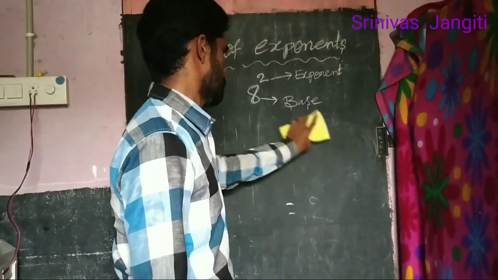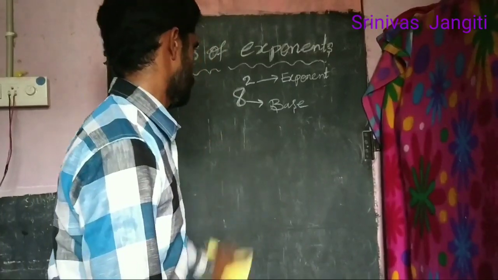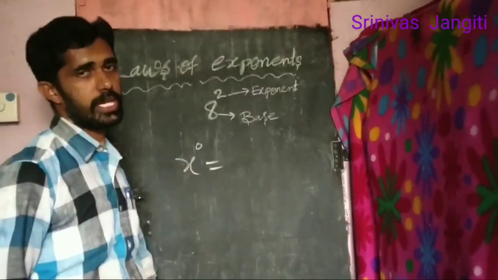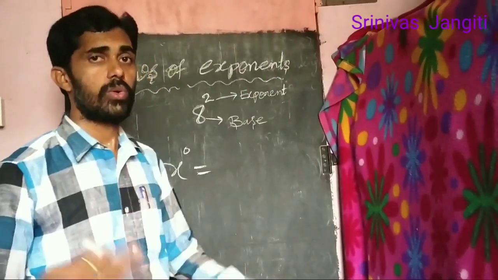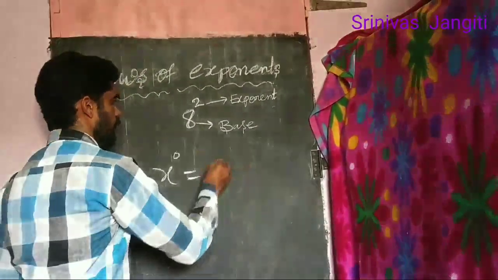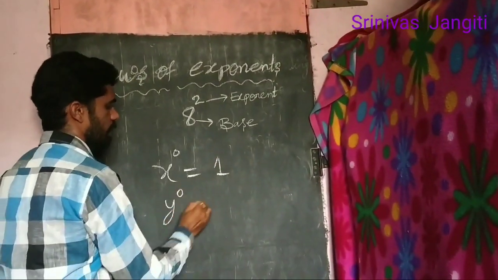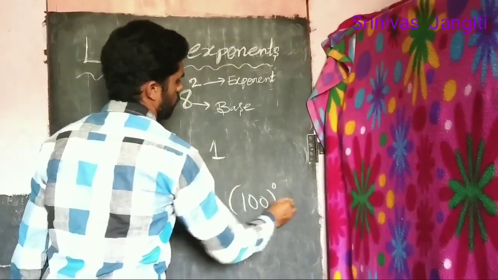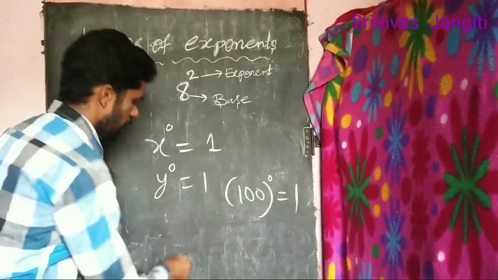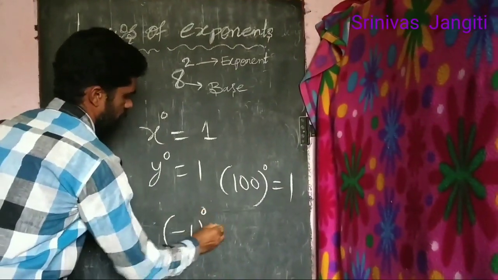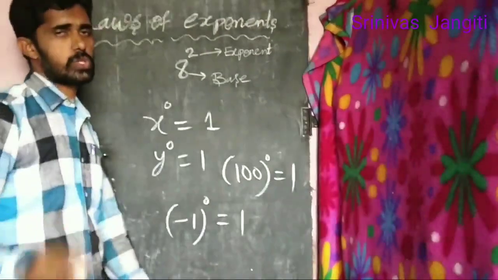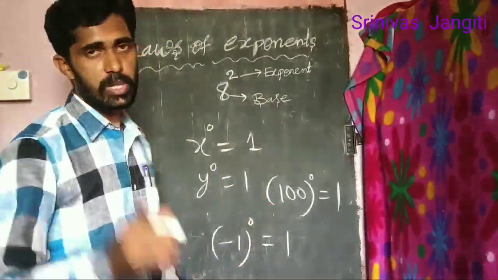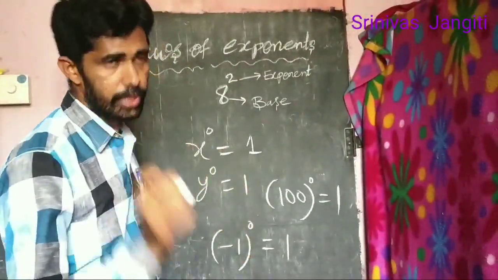And the next law. It's very easy. Any number to the power of 0. Then x to the power of 0, what is the value? It is 1. As well as y to the power of 0, that is 1. Or 100 to the power of 0 is also 1. Or minus 1 whole to the power of 0 is also 1. So any number to the power of 0, what is the value? It is 1. So x to the power of 0 is equal to 1. Clear, everyone? Very good.